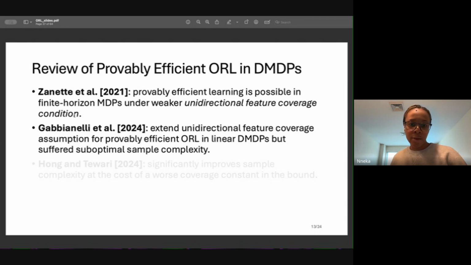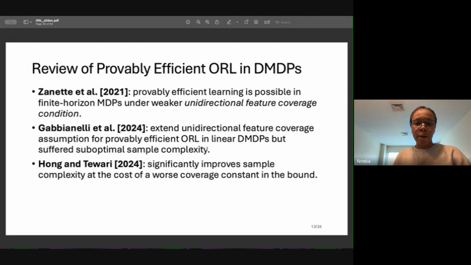And this concept of unidirectional coverage has also been extended to the infinite horizon setting by Gabbianelli et al., but with a worse sample complexity guarantee. But further still, this sample complexity guarantee has been improved by Hong and Tewari at the cost of a worse coverage constant in the bound.